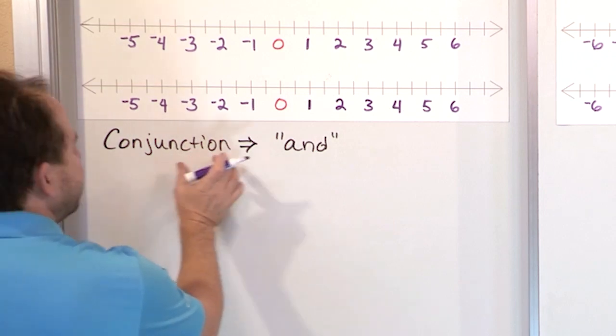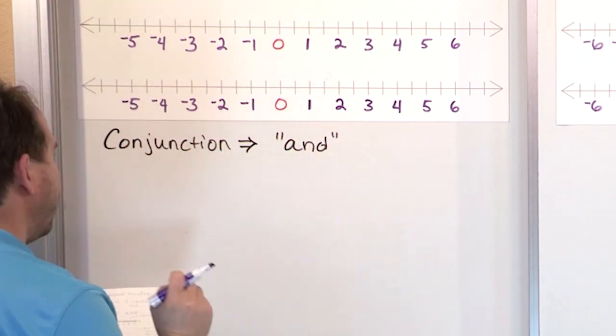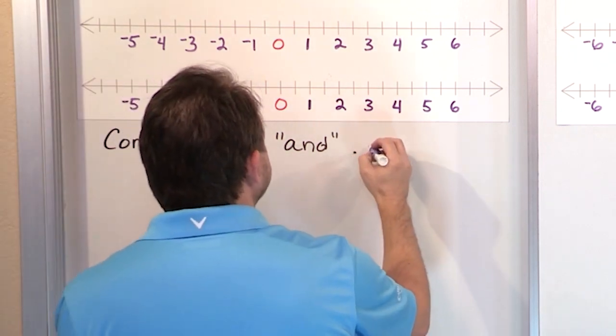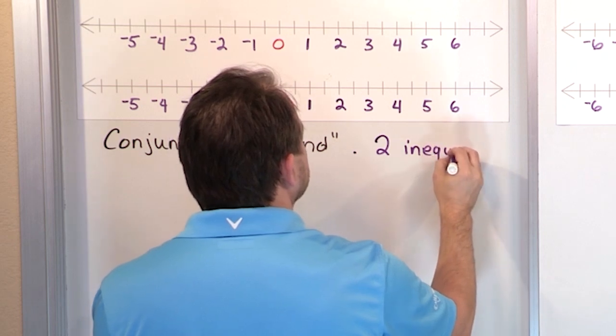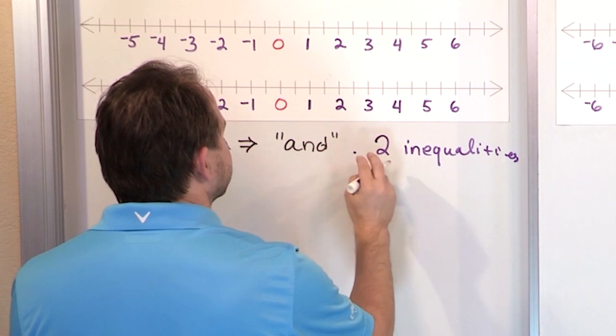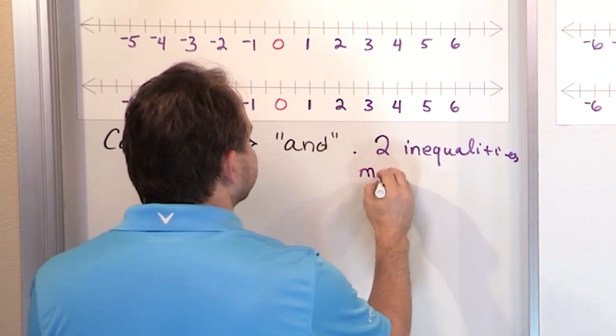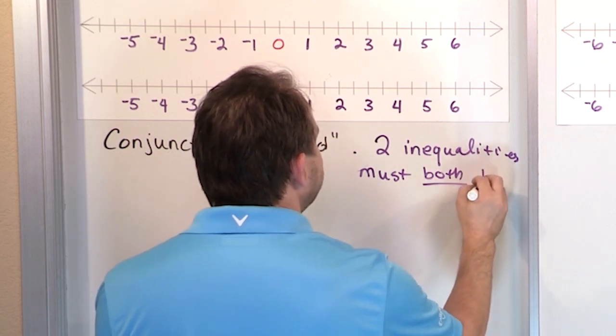When you have a conjunction set of inequalities, compound inequalities that involve the word and, what does it mean? It means that the two inequalities must both be true.